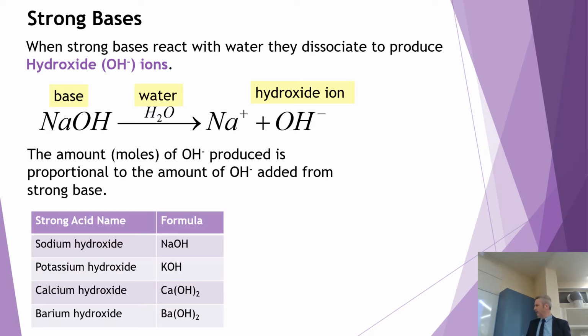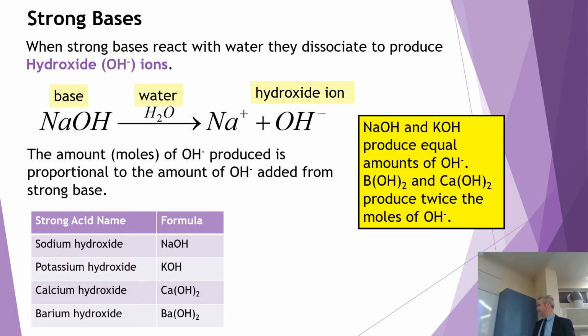However, if you look down at the bottom of this table, if I had used calcium hydroxide, I would break that into 1 calcium 2 plus and 2 OH minus. So I would get 2 OH minus for every 1 calcium hydroxide. So sometimes you get double the ratio depending on what you have.